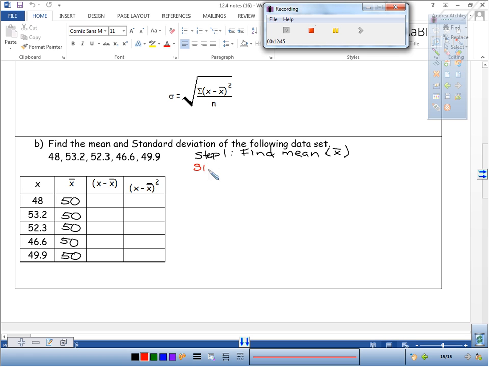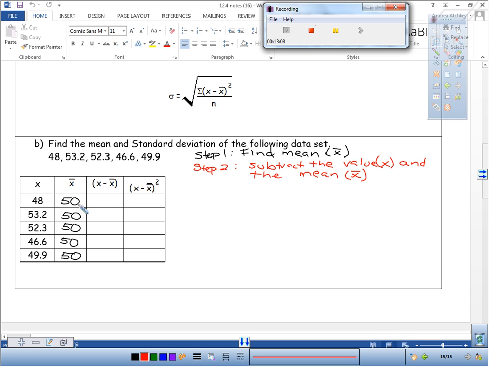Okay, step two. Subtract the value, which is your x, and the mean, which is your x with the line above it. So these two values here, you're going to subtract and put them in the next column.